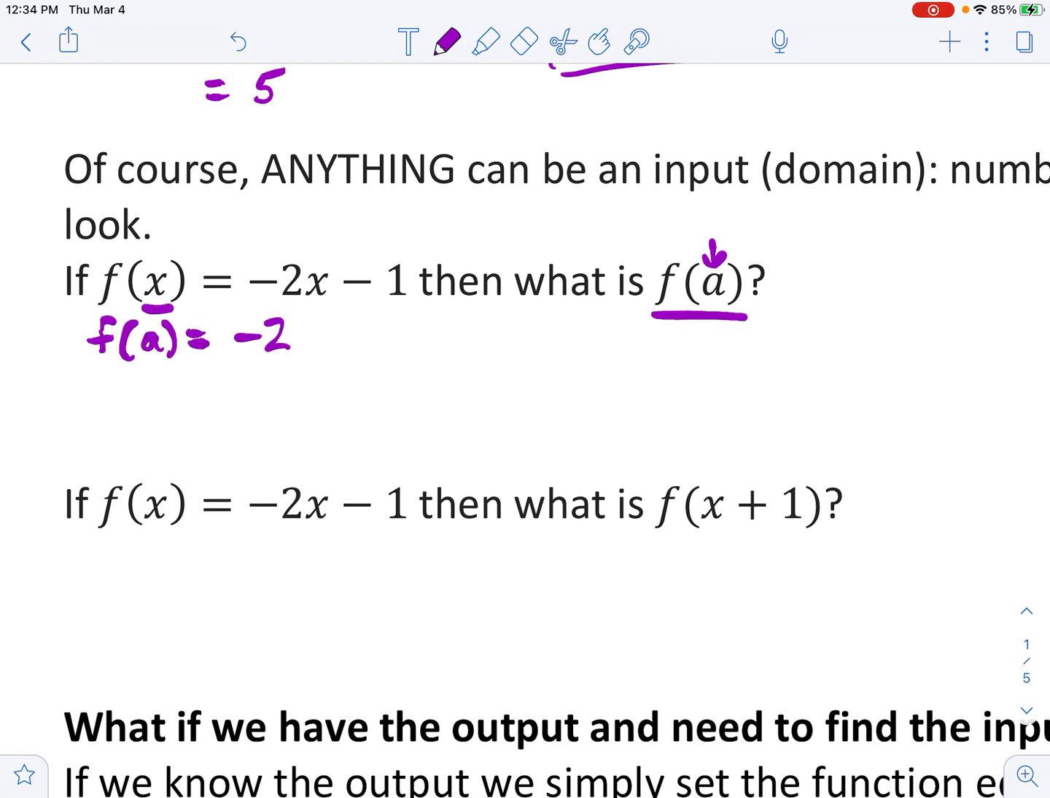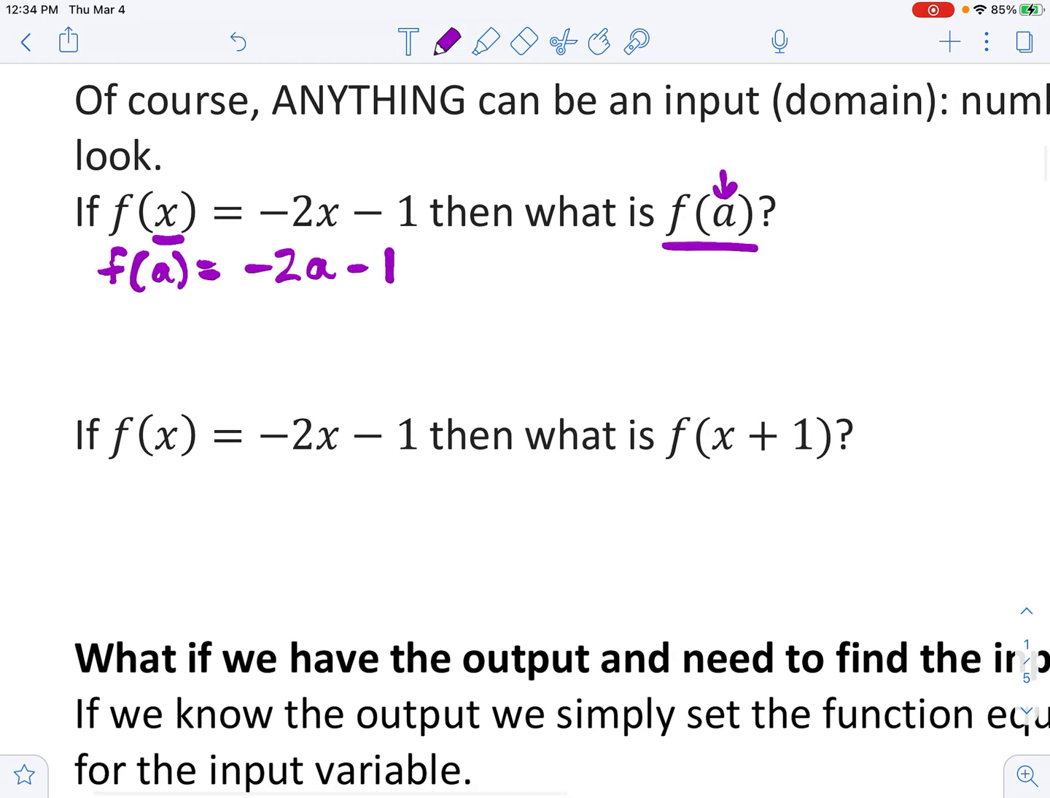So instead of -2x, it's going to be -2a minus 1. And because we can't combine anything together there, this is really as far as we can go. f of a is equal to negative 2a minus 1.